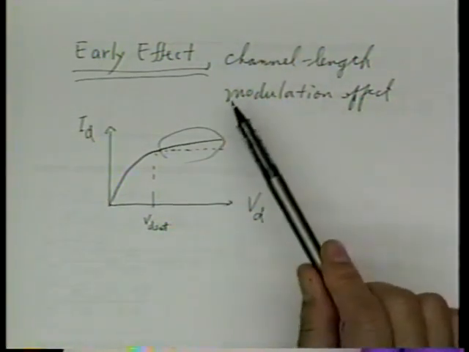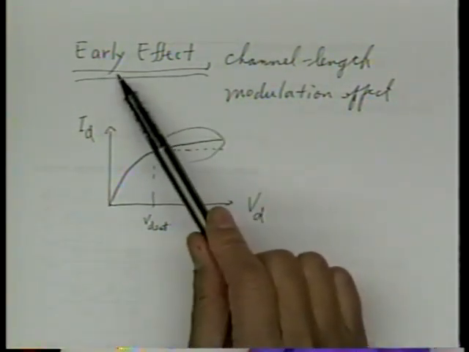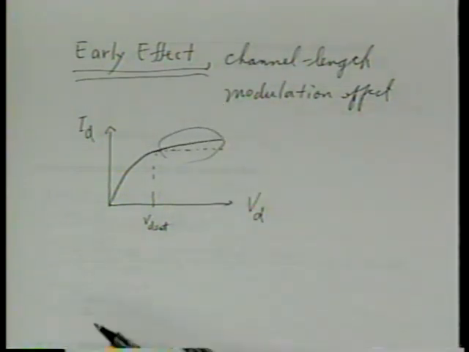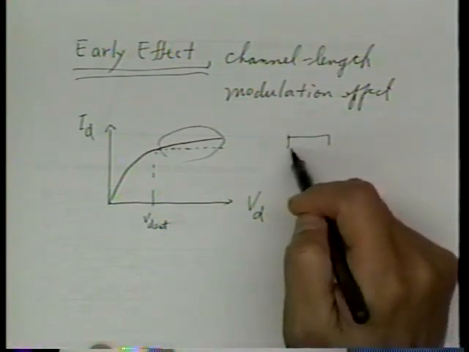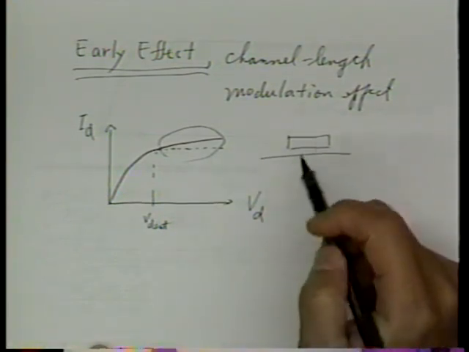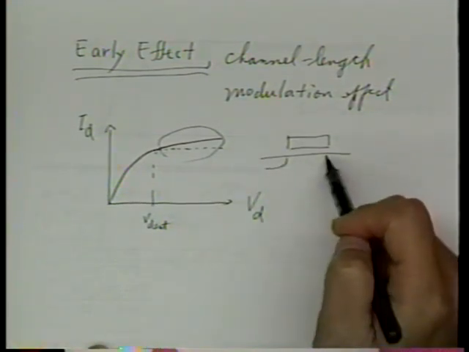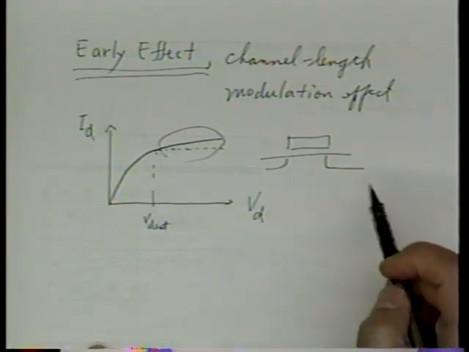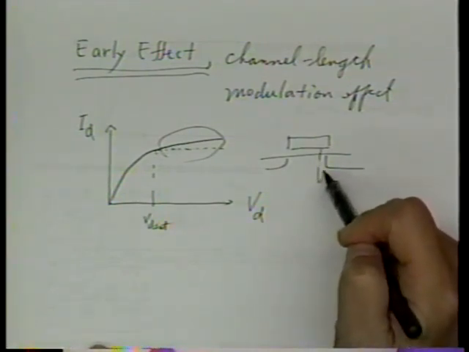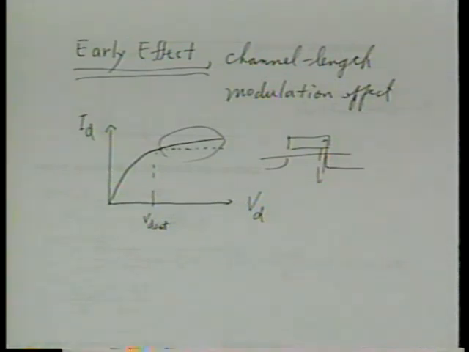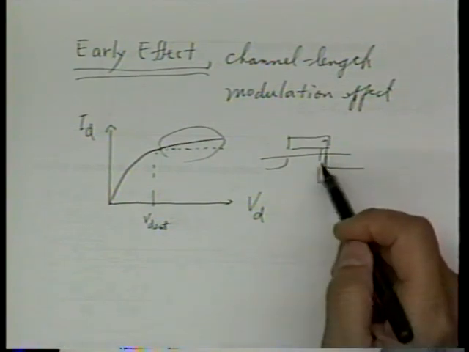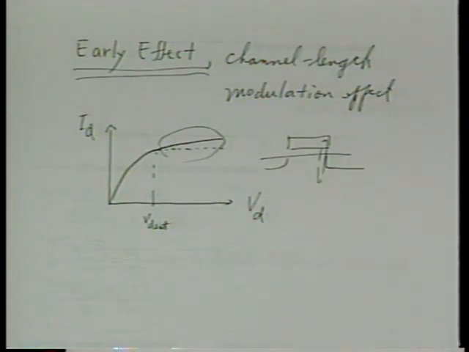Probably other people made a connection between early effect and this particular mechanism. And this particular mechanism, we have also seen in the review. It has to do with the fact that when VD is larger than VD set, there will be a finite region in the channel that will be consumed to dissipate the voltage VD minus VD set.